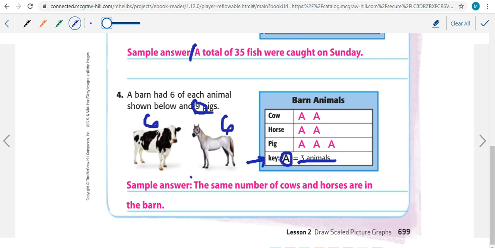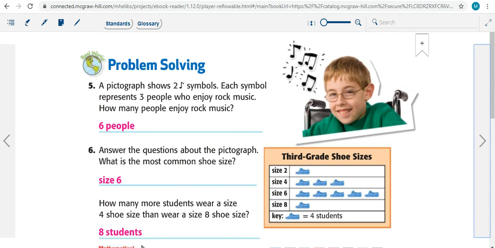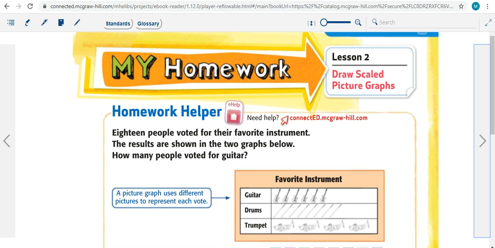Now, what is the sentence? The same number of cows and horses are in the barn. Now, next page. We're not going to do this page, so let's do my homework together.